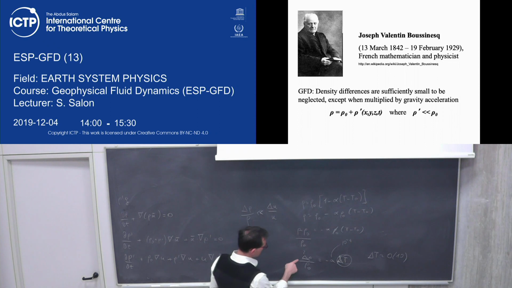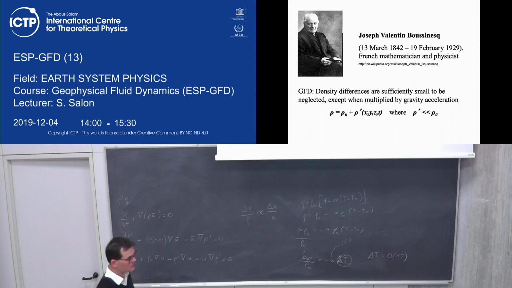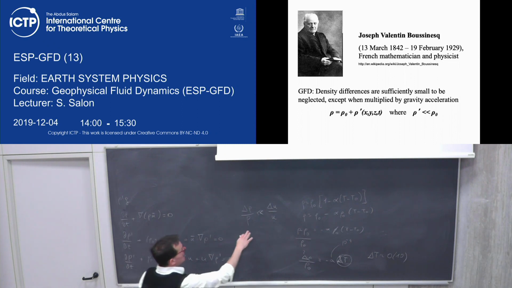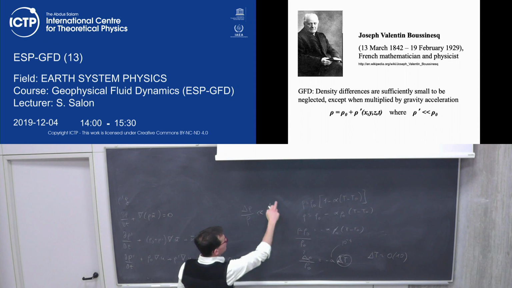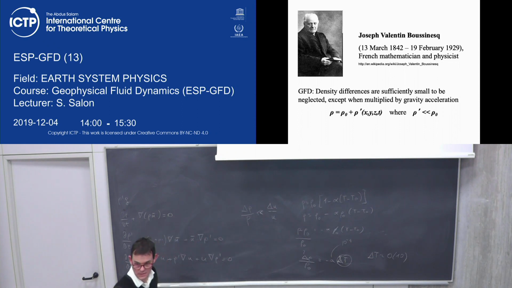So it means that in GFD, in the atmosphere and the ocean, we can expect that the variation of density will be of order 1 per 1,000 with respect to the background density, okay? Which is exactly what the Boussinesq approximation says. So if we extend this and consider the variation of velocity with respect to the velocity, this will be much larger than this one, okay? If we take how much velocity changes, the variation of velocity is extremely large, okay?